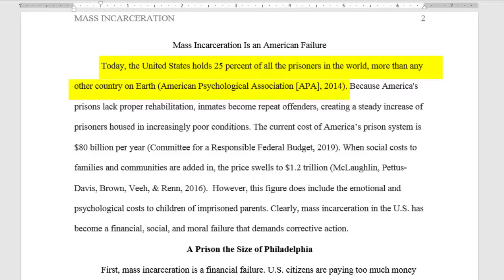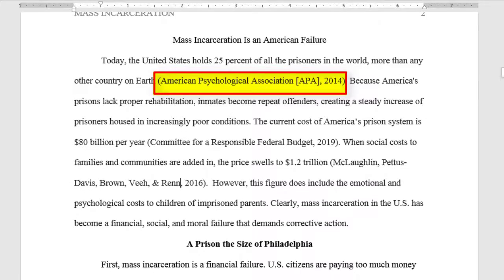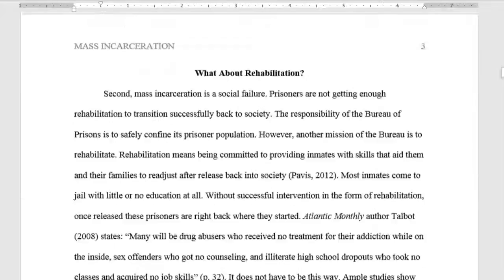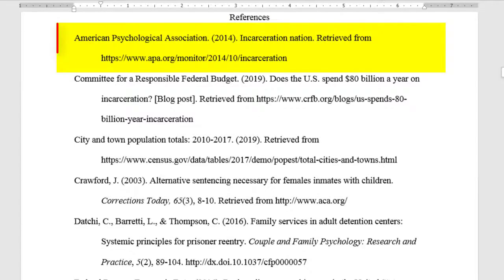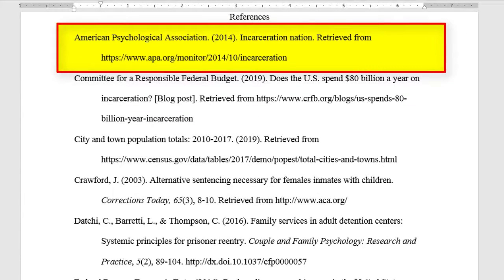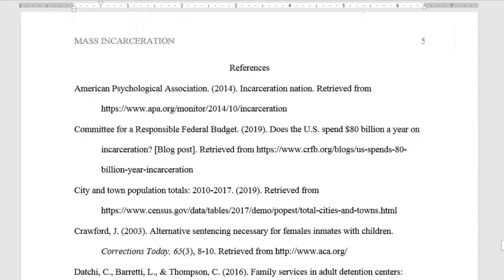Today, the United States holds 25% of all the prisoners in the world, more than any other country on earth. Citation APA. So, Jane has a strong hook in her opening sentence, using the startling statistic strategy. Also note that this in-text citation, like all in-text citations, refers to a corresponding reference citation on the reference page at the end of the paper that provides full information on the source.